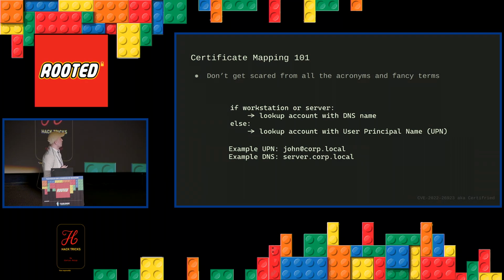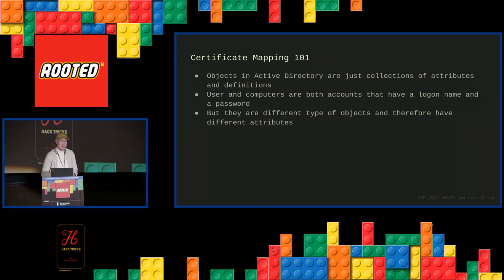So an example of the UPN is john@corp.local. An example of the DNS name is server.corp.local. And that is because objects in Active Directory are just a collection of different attributes and also some definitions of what these objects should look like. So even though users and computers are both accounts that have a password and a logon name, they are two completely different objects.